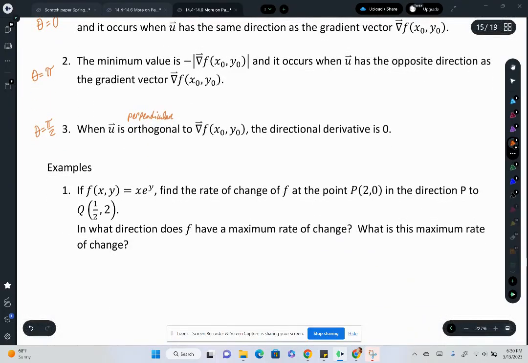In this next problem, we're going to really get our practice with calculating directional derivatives, and then we're going to talk about the maximum rates of change and such.